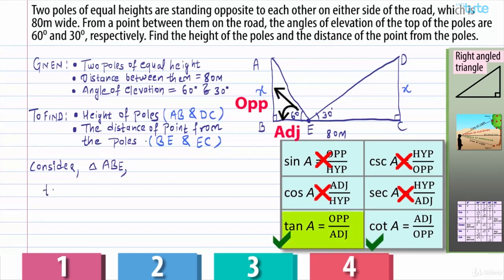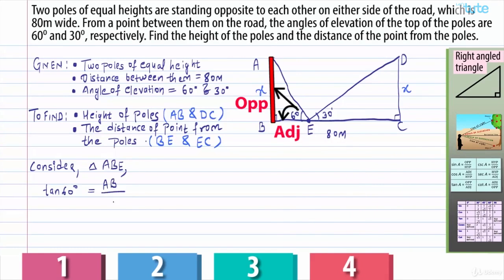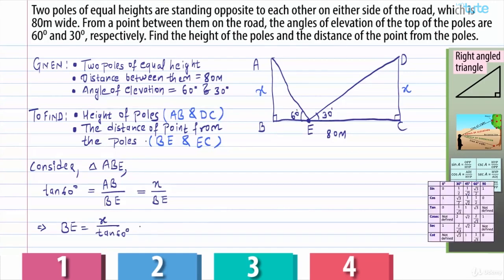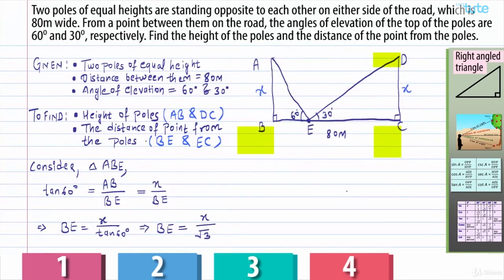So tan 60 degrees is equal to the ratio of opposite side to adjacent side. For the 60 degrees angle, the opposite side is AB and the adjacent side is BE. So on simplifying, we get the value of BE as x upon tan 60 degrees. And by this table, the value of tan 60 is root 3. Therefore, the value of BE is equal to x upon root 3.